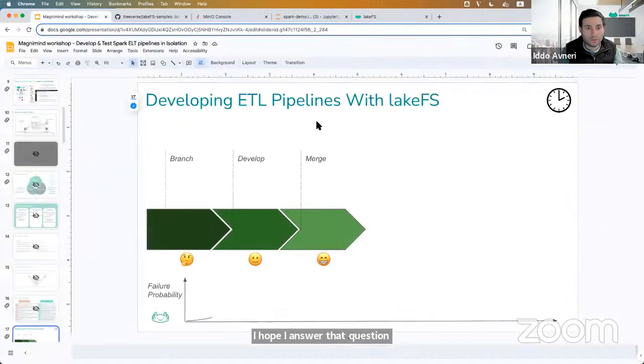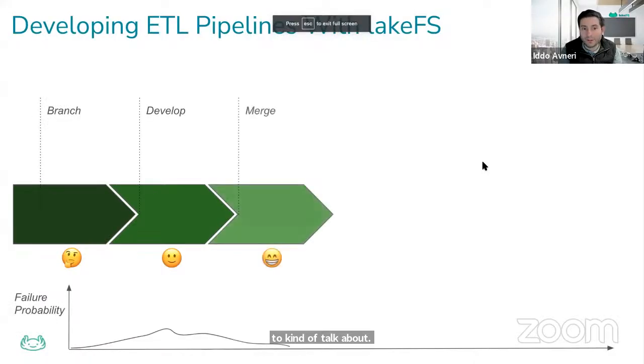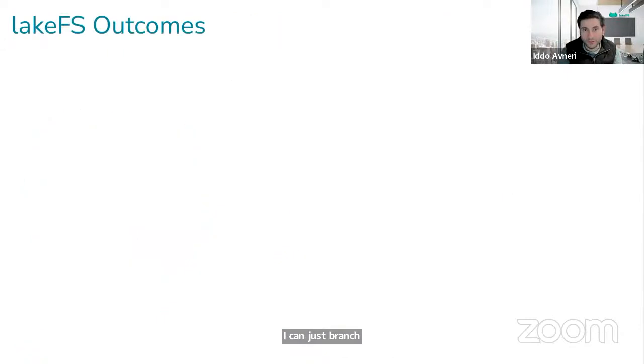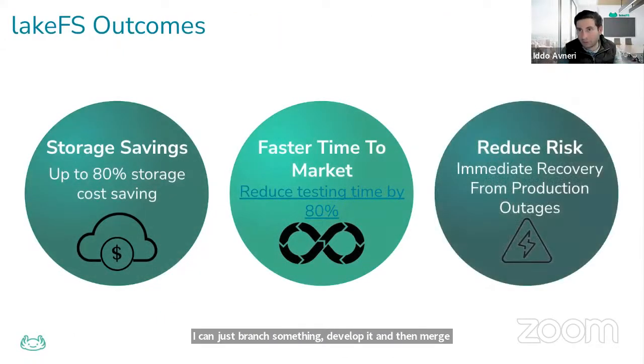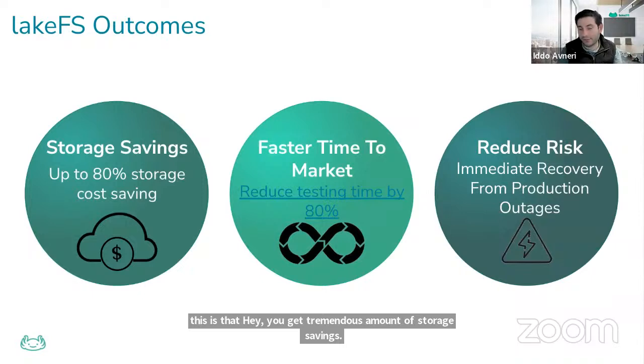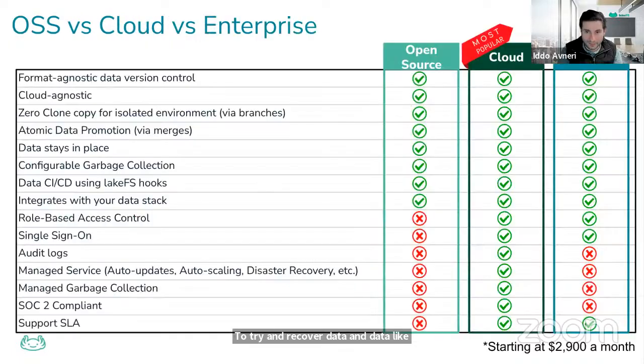Just a few other things to talk about. What we showed here is that next time I don't need to go through all these changes. I can just branch something, develop it, and then merge it if I want to. The outcomes of using something like this are a tremendous amount of storage savings, the ability to deliver things much, much faster to market, and reduced risk. If something bad happens to production, today it's a manual, labor-intensive, time-consuming process to recover data on a data lake level, and this is a way to do it in milliseconds.